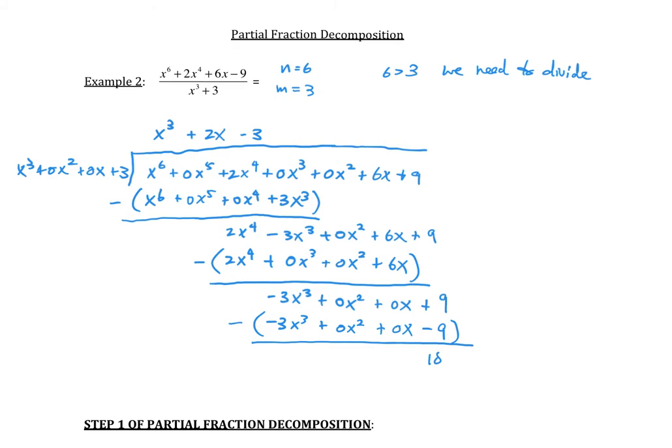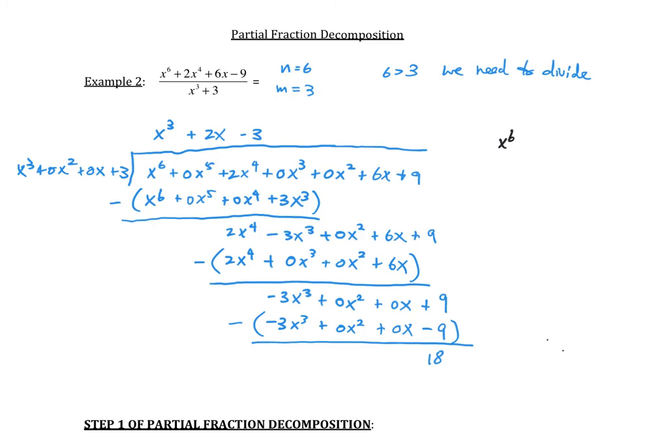Okay. So let's look at our results. So we have a remainder of 18. We have a polynomial quotient. So really, I could write my final answer as follows. Maybe I'll write it in a different color. I'll write it in black over here.